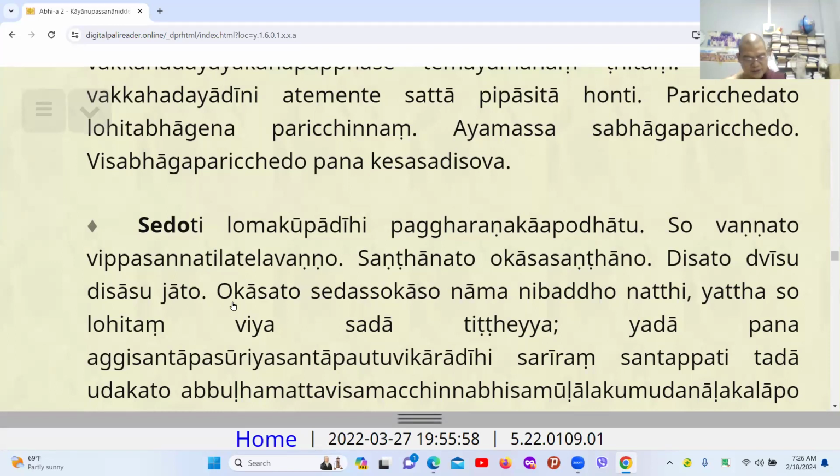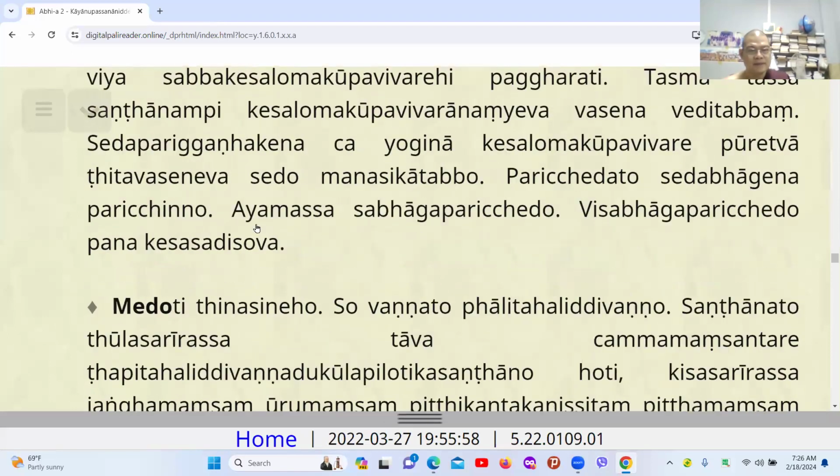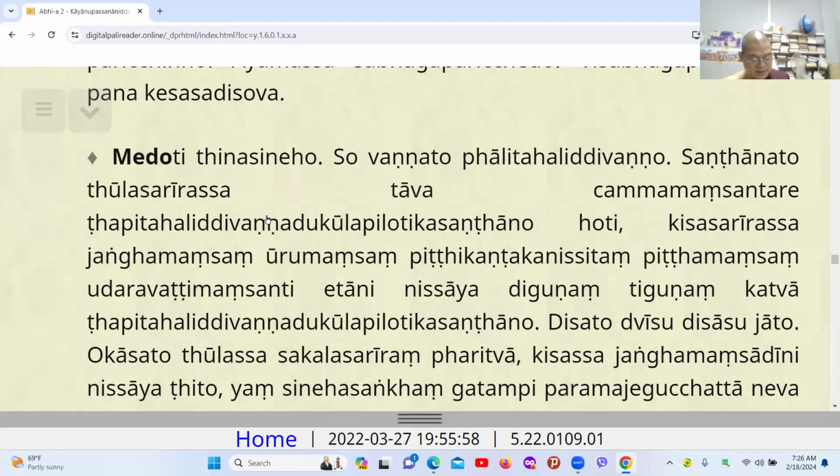Here the commentator gave different colors for fat. Fat is like a turmeric color. Made of here, fat is like a turmeric color. Why?